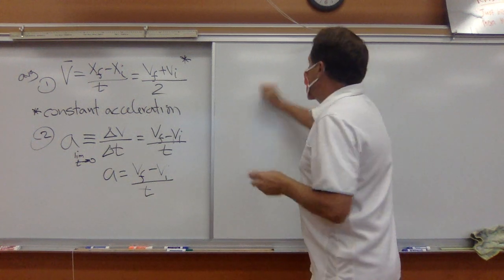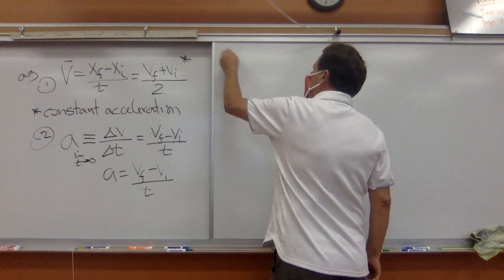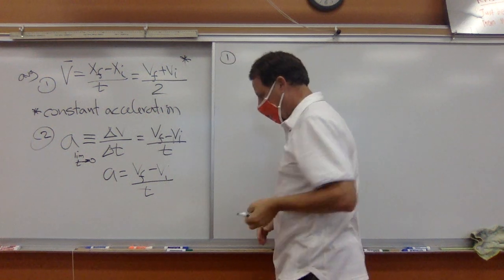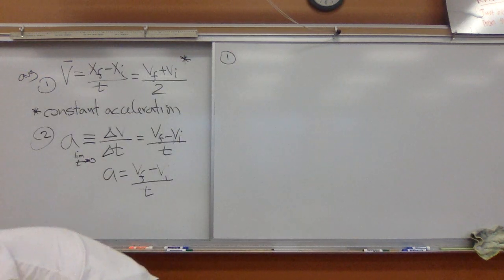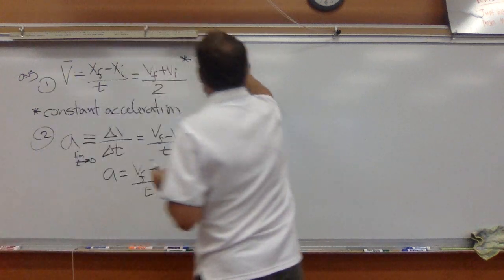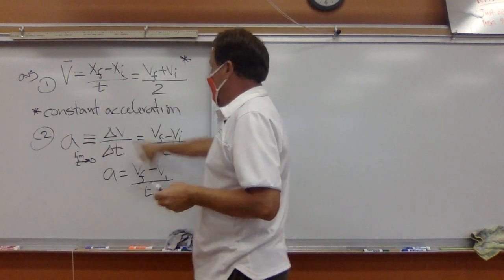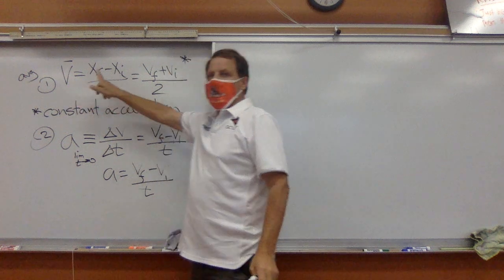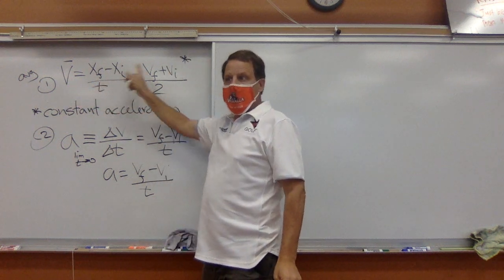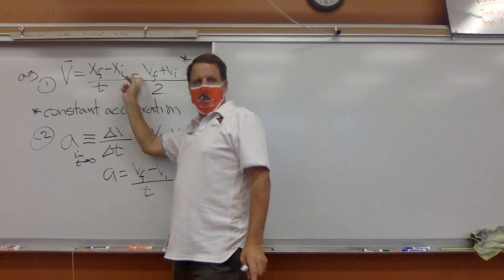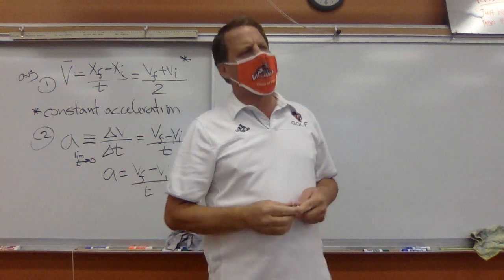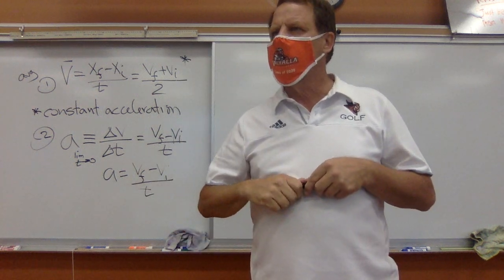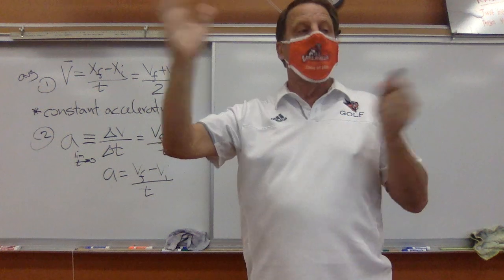So, we can just do it from here. If A is equal to B and B is equal to C, then A is equal to C. Do you guys recall what that's called? What's that?